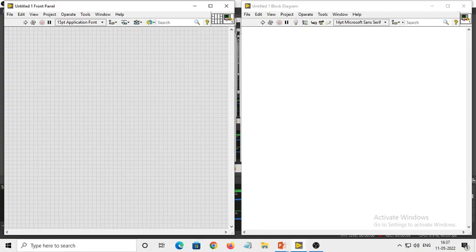Good afternoon everyone. In today's class we will try to see how to perform FM using LabVIEW. First we need to understand what is the equation that we are going to build using LabVIEW. So let me show you the equation. We'll be trying to build for single-tone modulation.